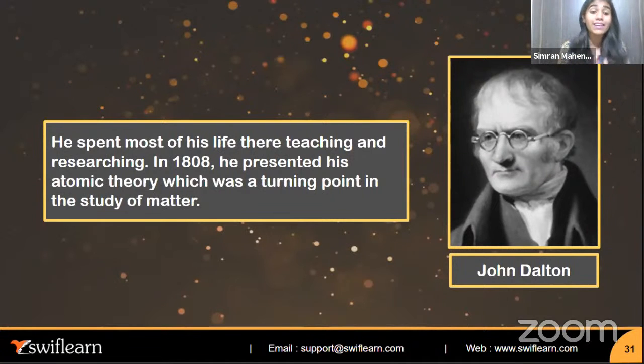In the year 1808, he presented his atomic theory that we learned right now. We learned Dalton's atomic theory, so he came up with these postulates in the year 1808. And this postulate made history in the field of chemistry, or in the study of matter. It was basically a turning point in the study of matter.